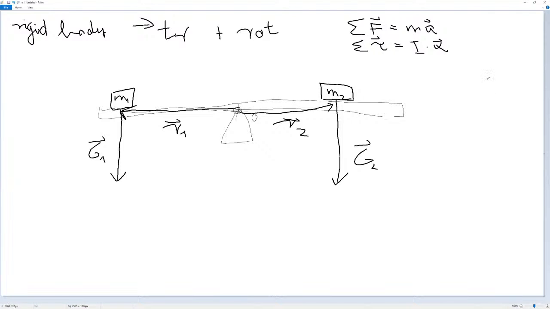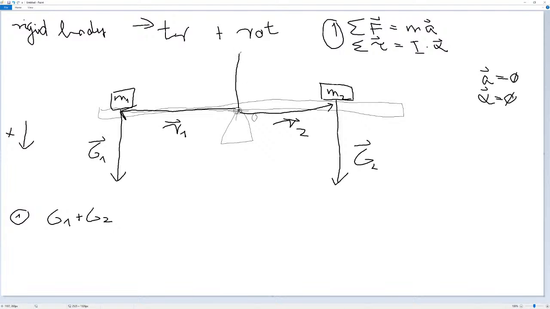Now the balance means no acceleration and also no angular acceleration. How can we fulfill these conditions? Let's start with number 1. What is the sum of the forces? Let's choose a positive direction for translation. The sum is G1 plus G2, but to fulfill the condition a is 0, we need a reaction force here.